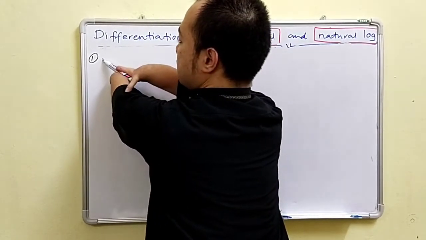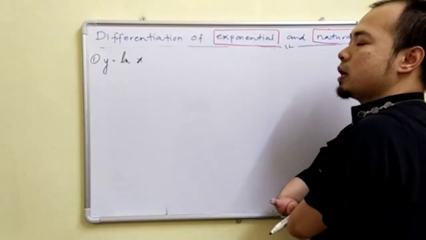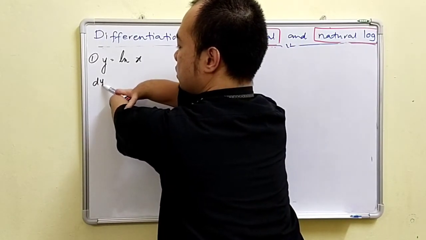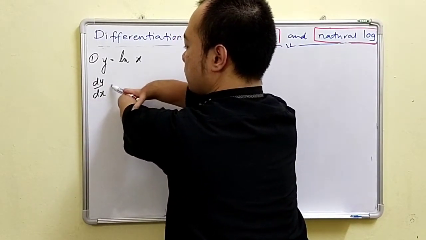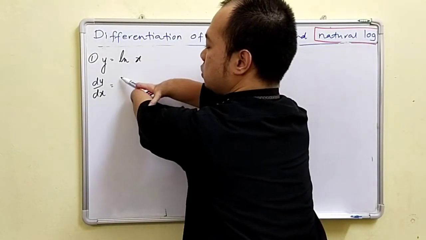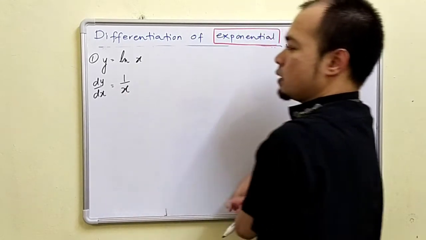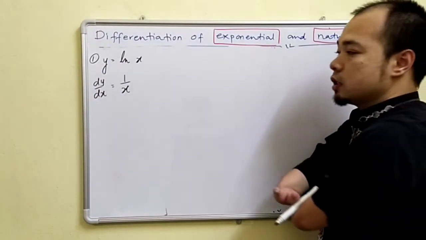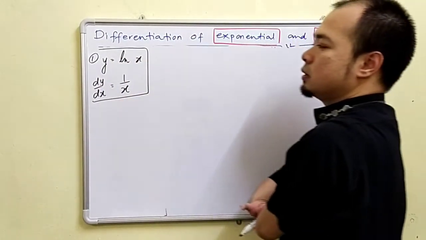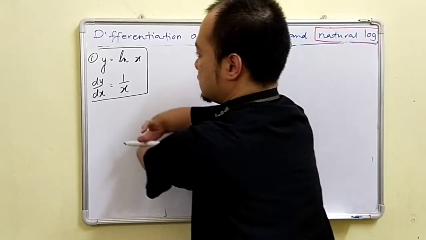Okay, what does my natural log? y equal to ln x. Okay, so basically, in order we want to differentiate dy over dx for any natural log, so dy over dx for ln x is equal to 1 over x. Okay, it becomes reciprocal. So this is the basic differentiation. What if there is a constant?